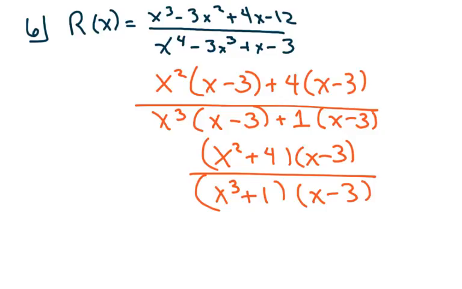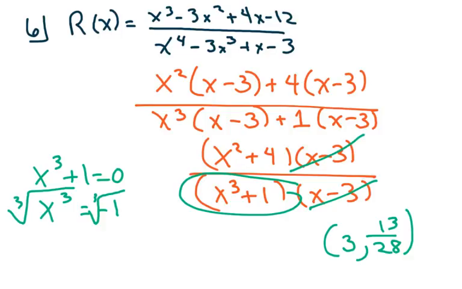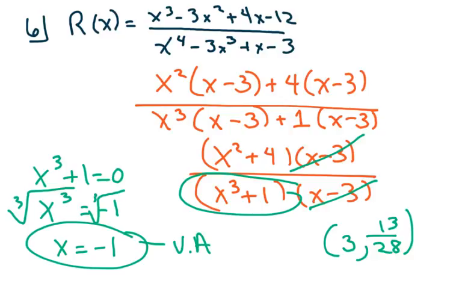All right. Our hole occurs where? Here at 3. Plug in 3, and you're going to get 13 over 28. You can check it out. We take this piece here to find the vertical asymptote. So we're going to get x cubed plus 1 equals 0. x cubed equals negative 1. Take the cube root of both sides, and the cube root of negative 1 is just negative 1. So that is your vertical asymptote. This is your hole. And that is all.